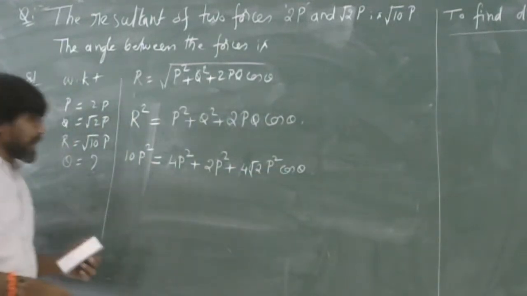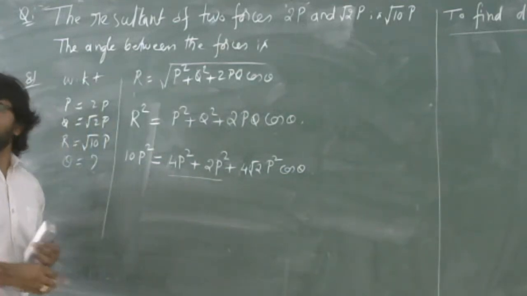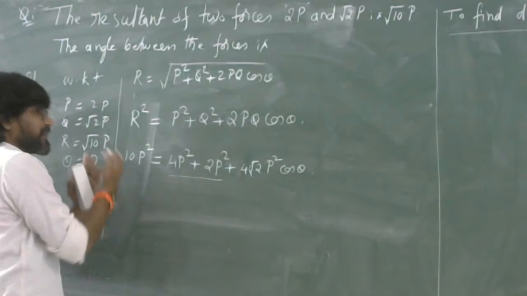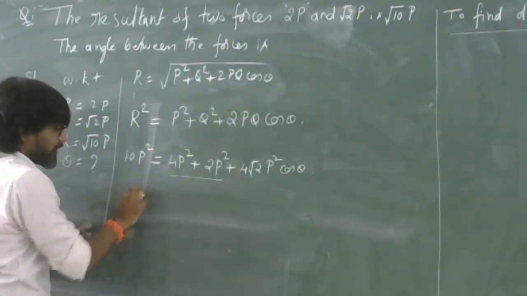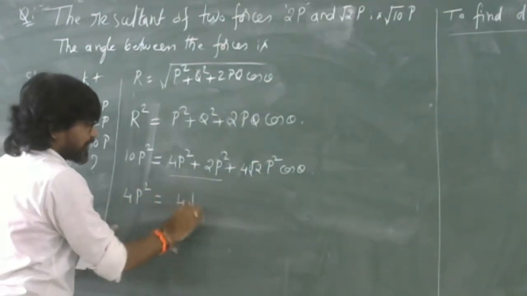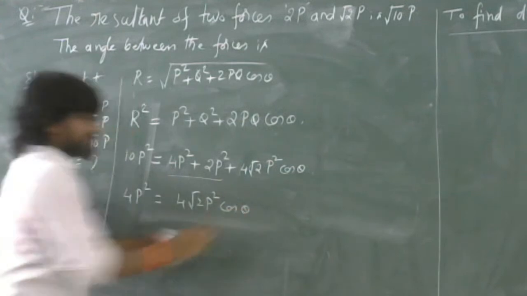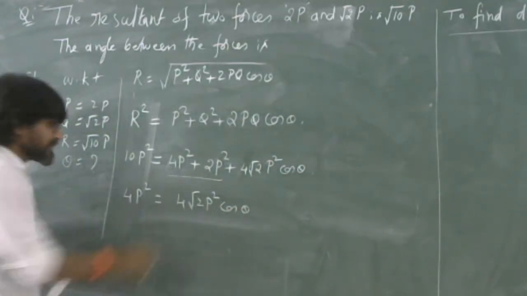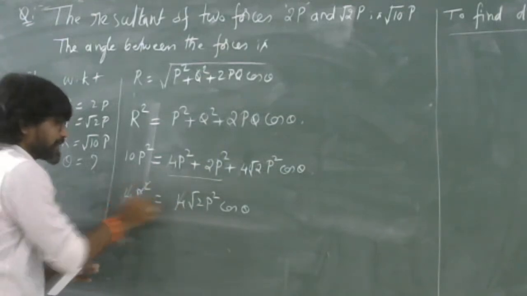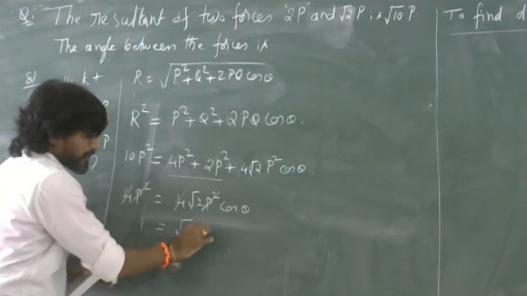Now 4p square plus 2p square is 6p square. Sending this to the other side, 10p square minus 6p square is 4p square. You can write it as 4p square is equal to 4 root 2 p square cos theta. Is this step clear, everyone? Now 4 cancels, p square cancels, so 1 is equal to root 2 cos theta.